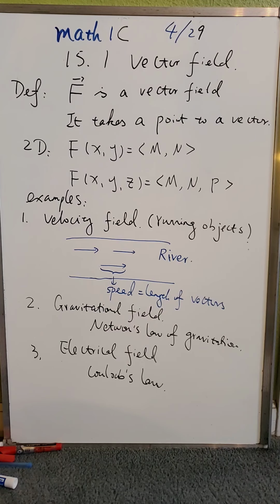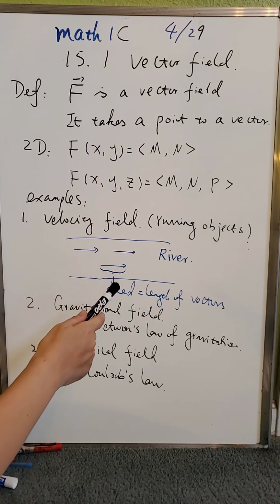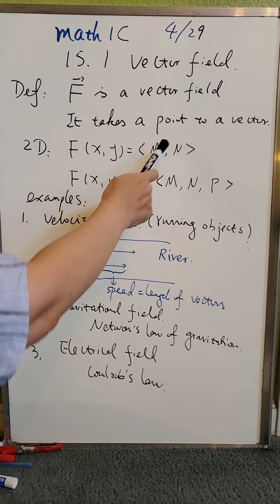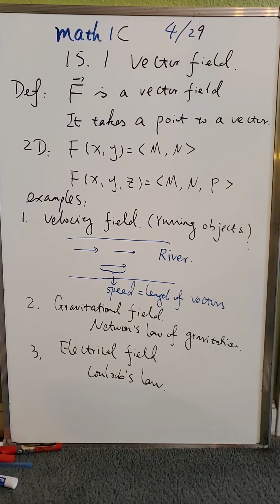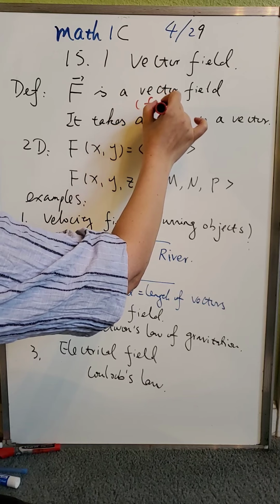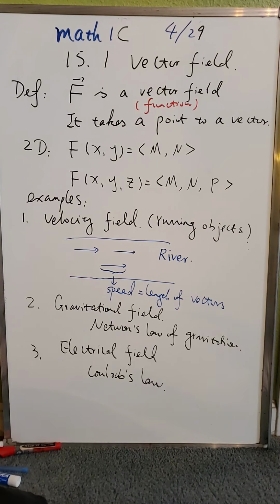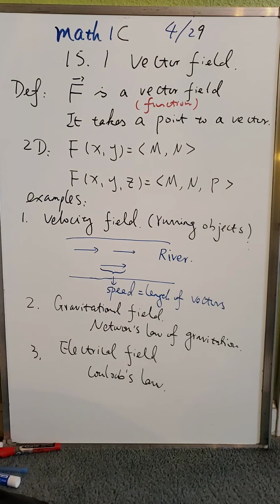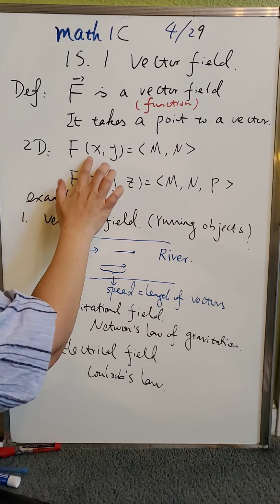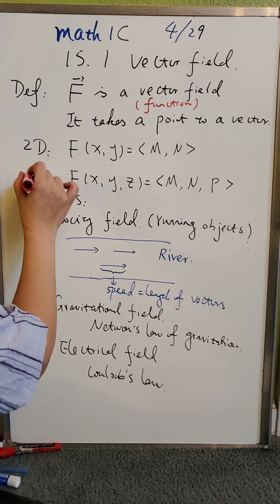Vector field, what's a vector field? A vector field is a function, okay? It takes a point to a vector. So a vector field is a function, and this function takes a point to a vector. So let's say here's a function, right? It takes a point to a vector. This one is for 2 dimensions, and this one's for 3 dimensions.